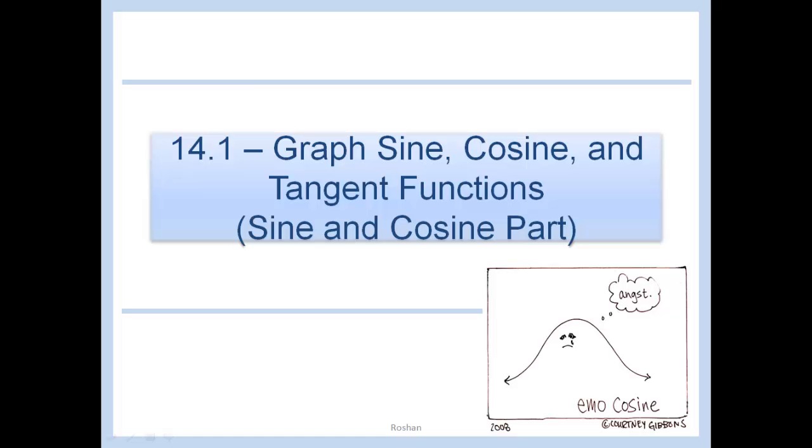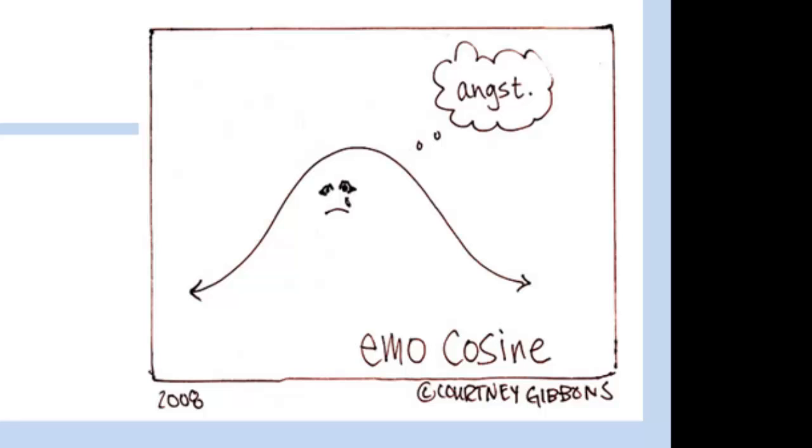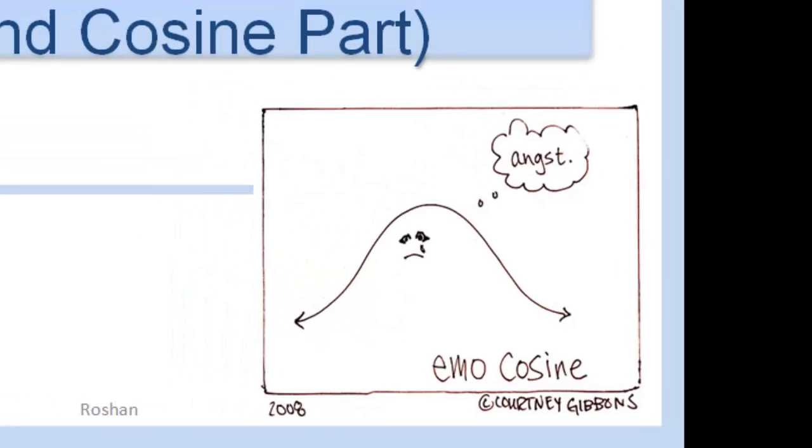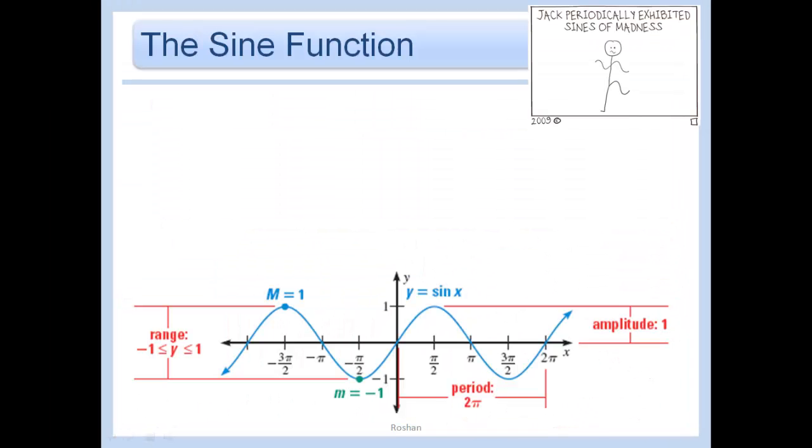14.1, graph sine, cosine, and tangent functions. In this lesson, we're just going to do the sine and cosine part, and there'll be a part 2 for tangent. You're not really going to understand this comic until the end of the lesson, but this kind of looks like the cosine graph, so take a look back after we graph cosine.